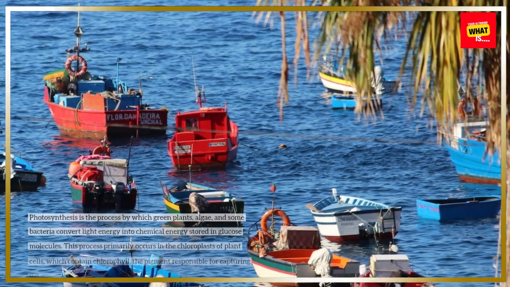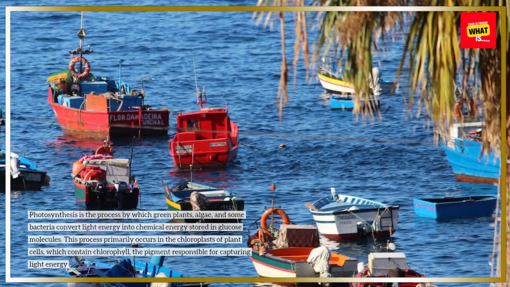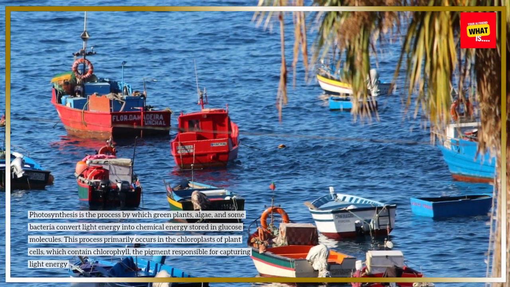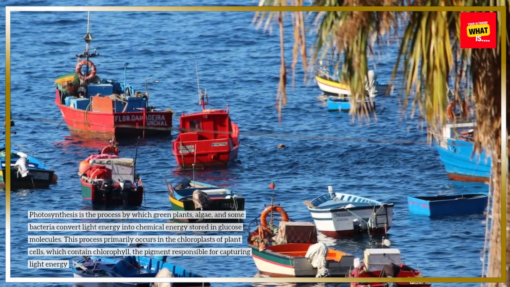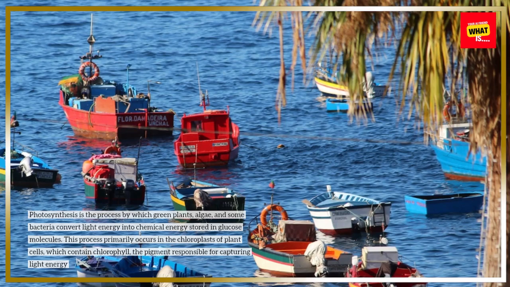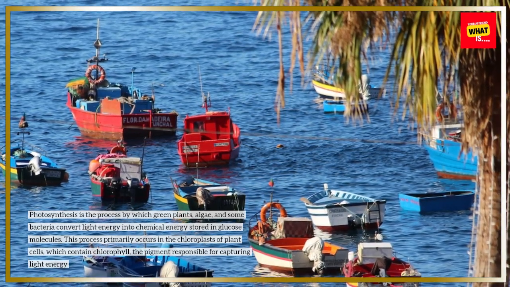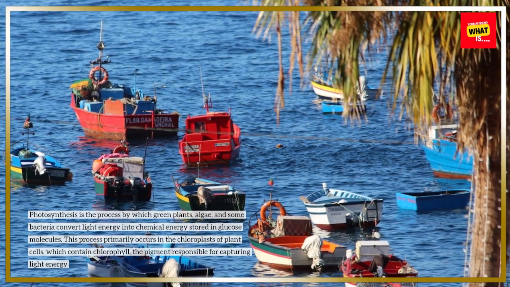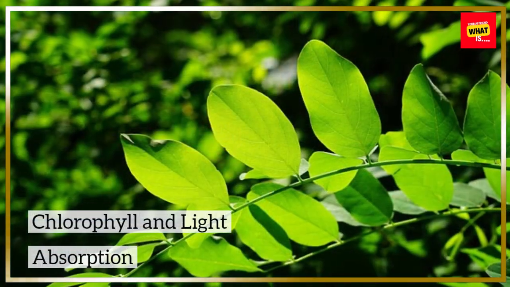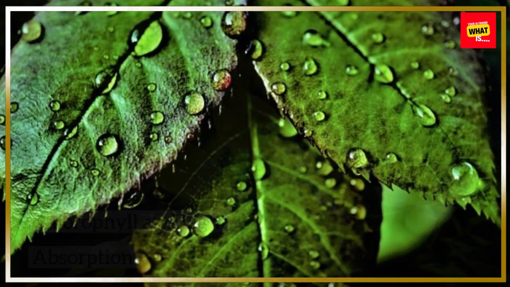The basics of photosynthesis. Photosynthesis is the process by which green plants, algae, and some bacteria convert light energy into chemical energy stored in glucose molecules. This process primarily occurs in the chloroplasts of plant cells, which contain chlorophyll, the pigment responsible for capturing light energy.